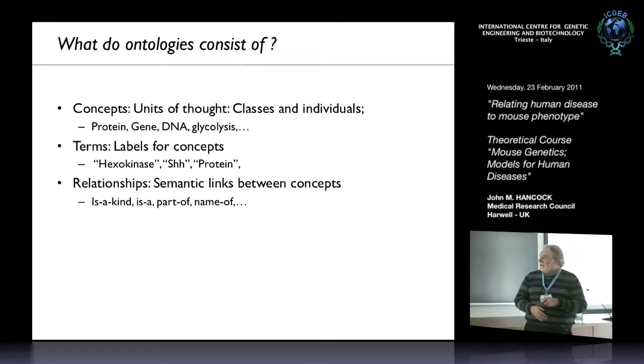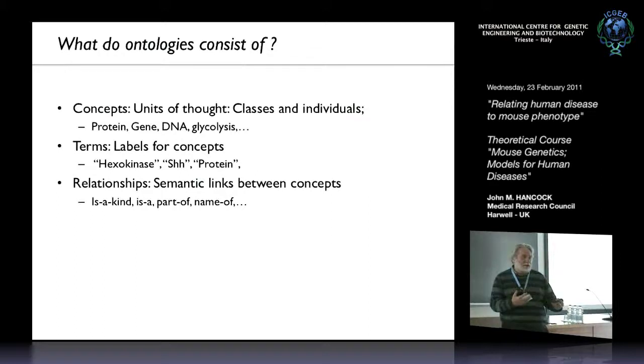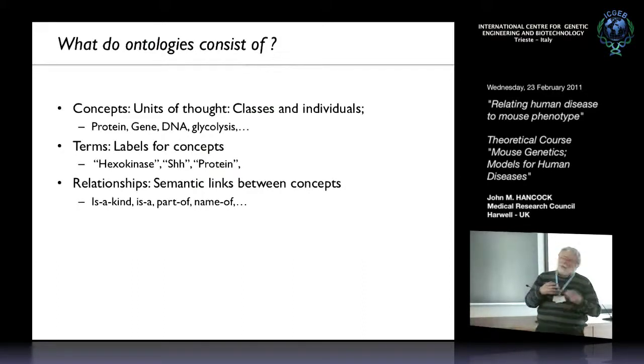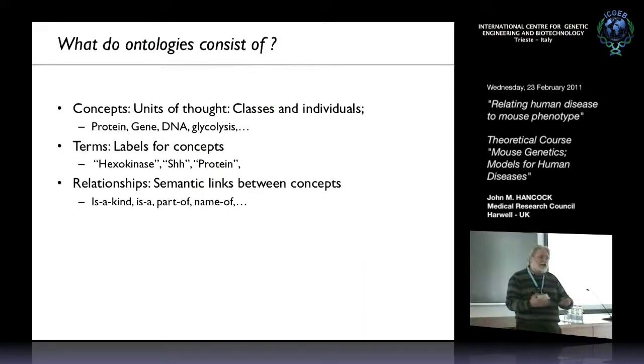So that's the concept level. You need to have names for the individual things in there, so sonic hedgehog or hexokinase. And you need to have relationships. Now, typically in biological ontologies, there are two kinds of relationship. One is the "is a" relationship, so glucokinase is a hexokinase. Or they could be "part of", so you can have eye as part of the head, for example. So those are the classical relationships in biological ontologies.